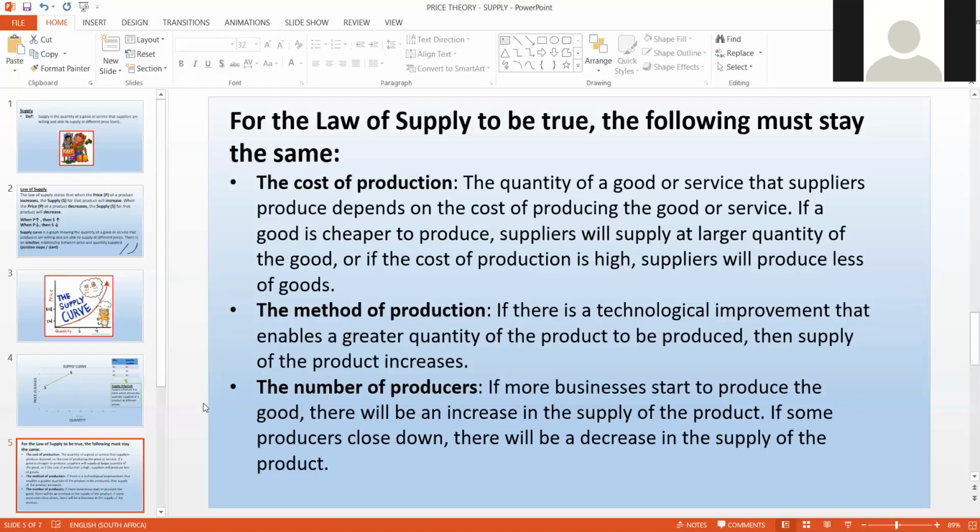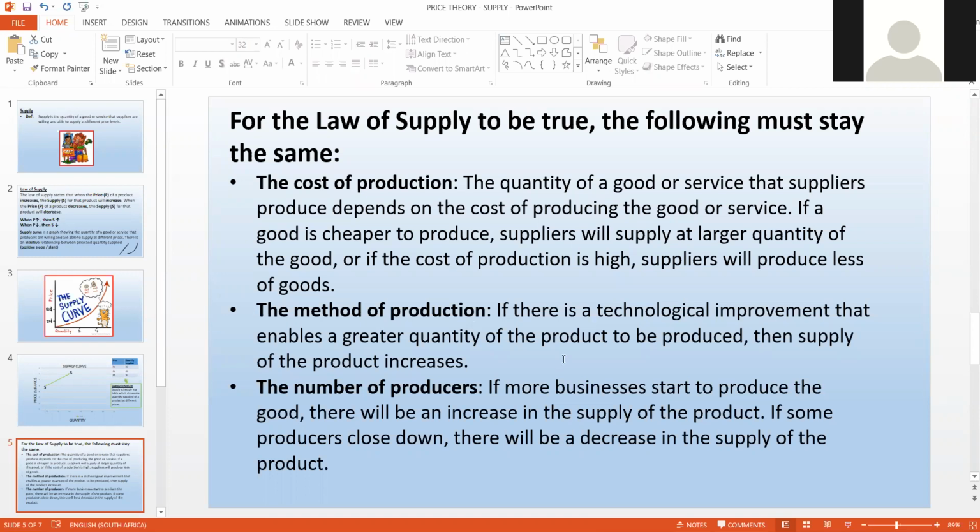If the cost of production all of a sudden increases for whatever reason, maybe there was a bad maize crop or drought, and now my raw material is more expensive, then obviously I might not be willing to supply the same number of items at a specific price. Right, then the method of production.